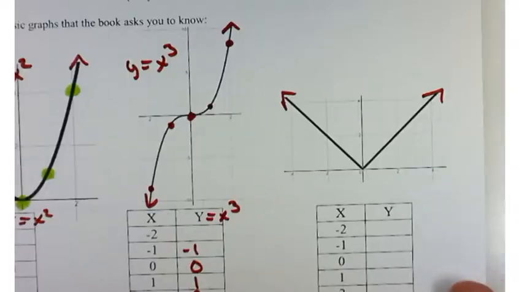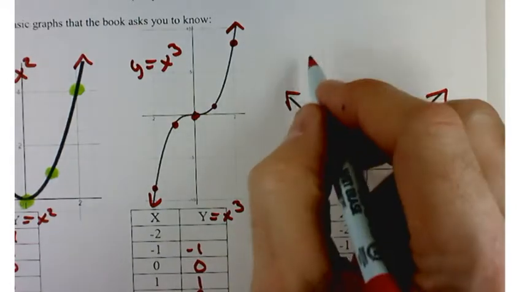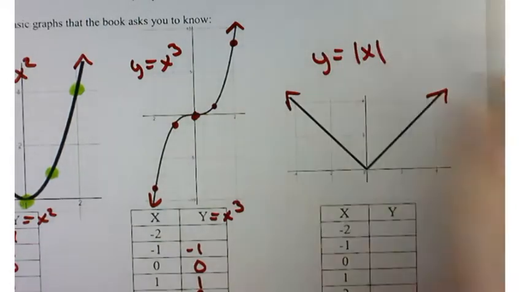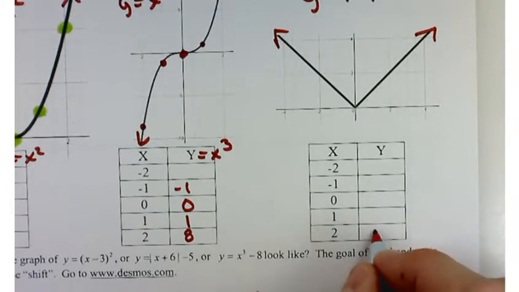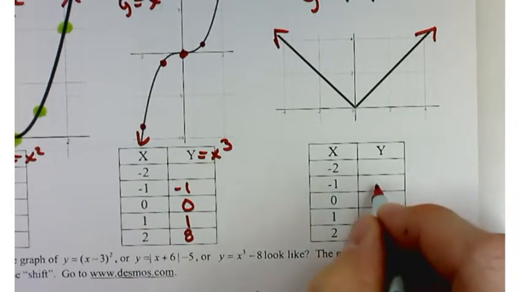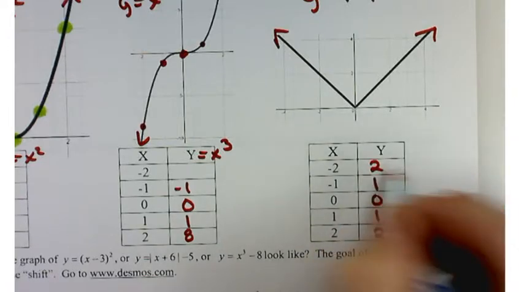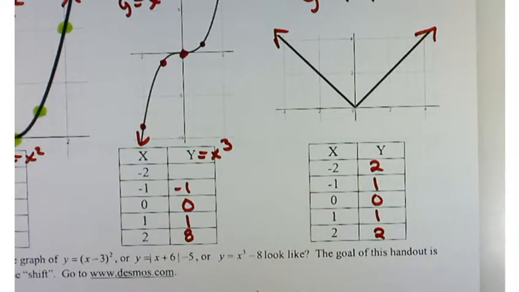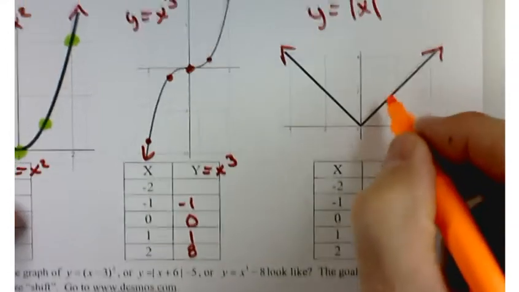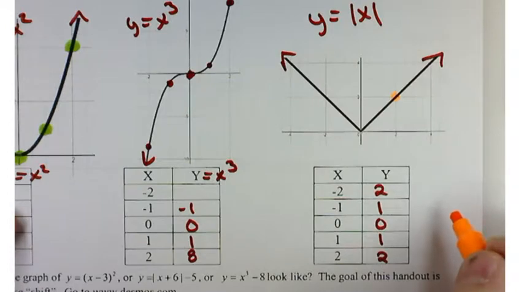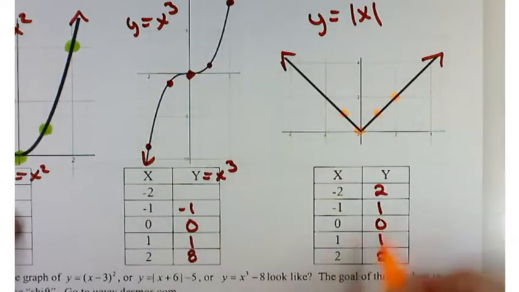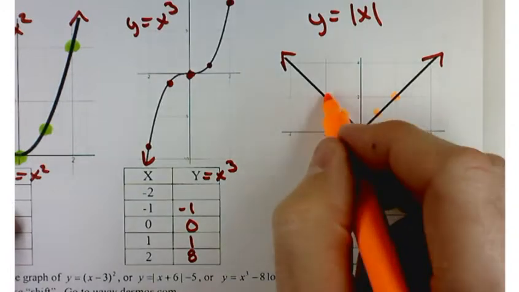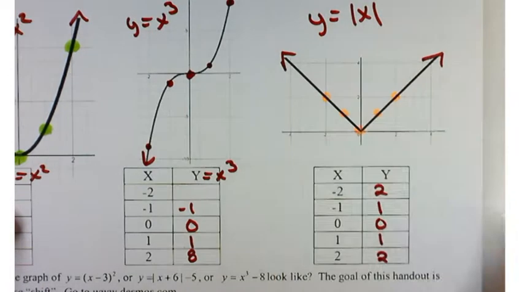The last one. Does anyone recognize the function that's graphed here? Thank you. Y equals the absolute value of x. Absolute value is going to make everything positive, so this should be 2, 1, 0. Absolute value of negative 1 is 1. And absolute value of negative 2 is 2. If I plot these points, I'll get 2 and 2, 1 and 1, 0 and 0, negative 1 and 1, and negative 2 and 2.